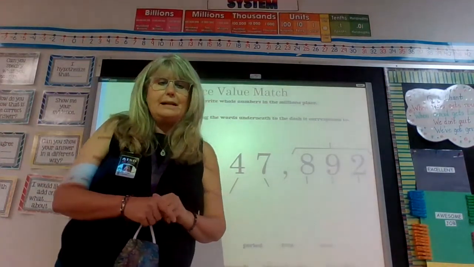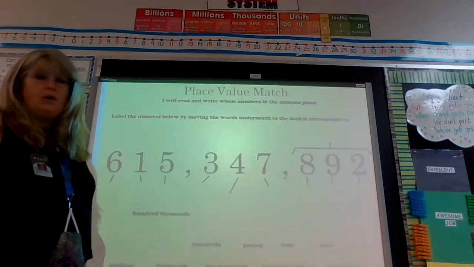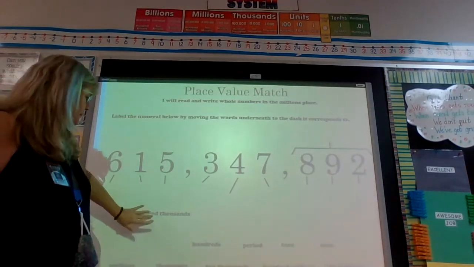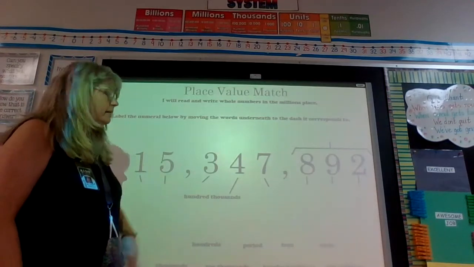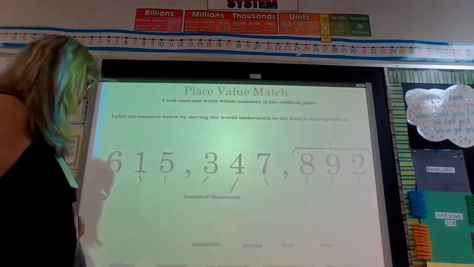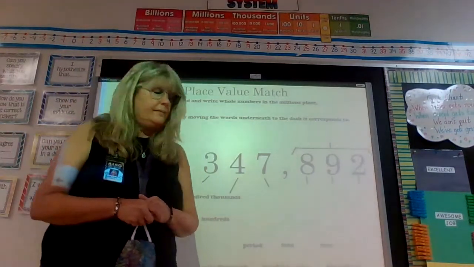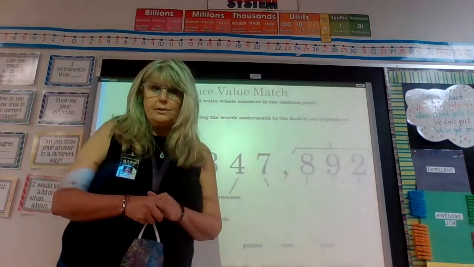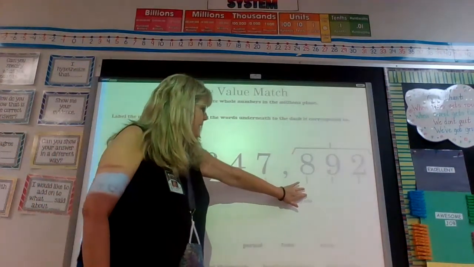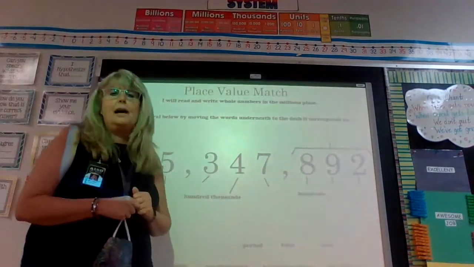Okay, let's talk about the correct answers. If I choose this first one, 100,000s, with your fingers, show me what number would go in the 100,000s place. And if you held up 3 fingers, you are correct. The 3 is in the 100,000s place. Let's look at the next one. The word is 100. Show me with the number of fingers, what place is the hundreds place? Okay. If you held up 8 fingers, then you are correct. That number is in the hundreds place.